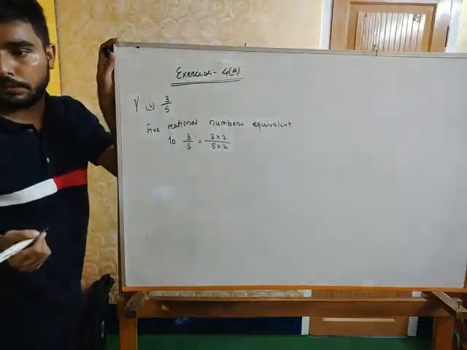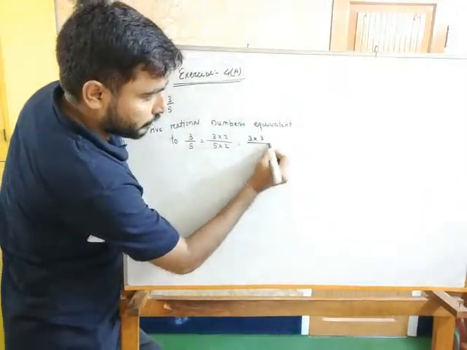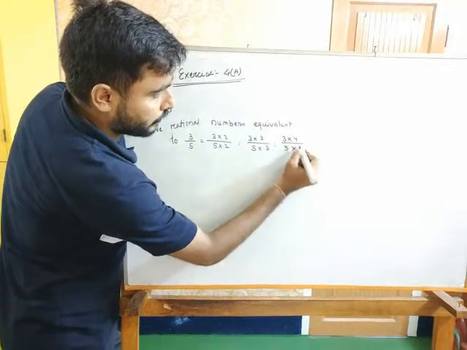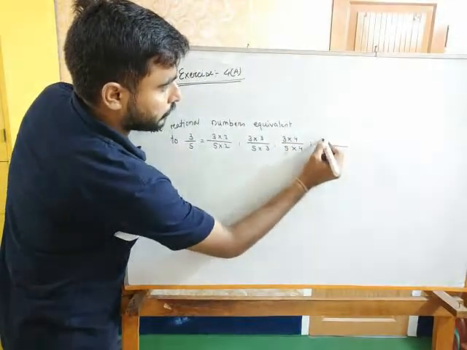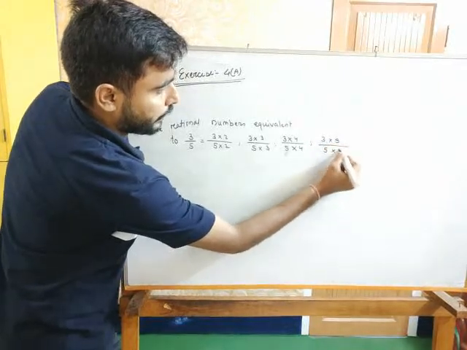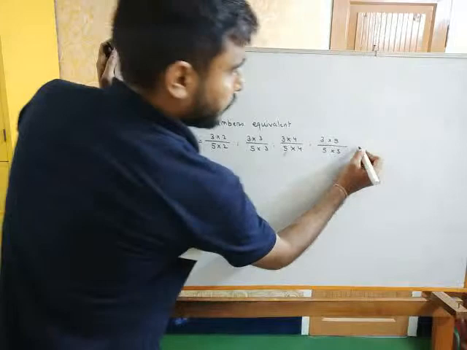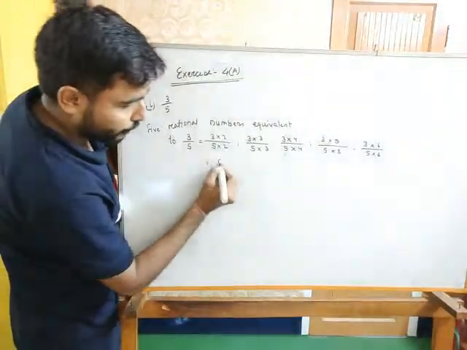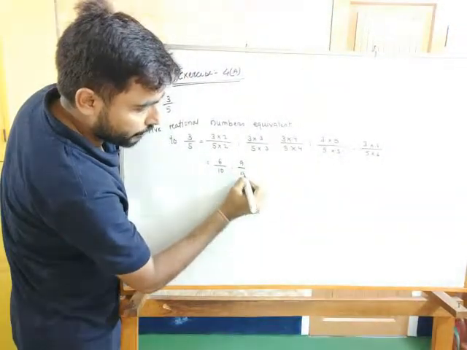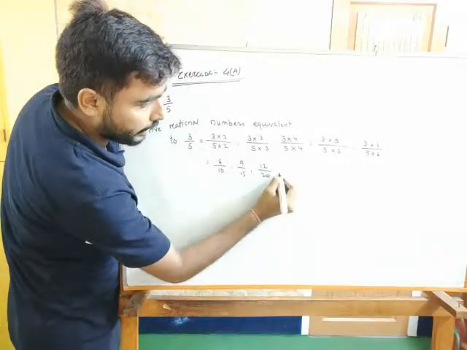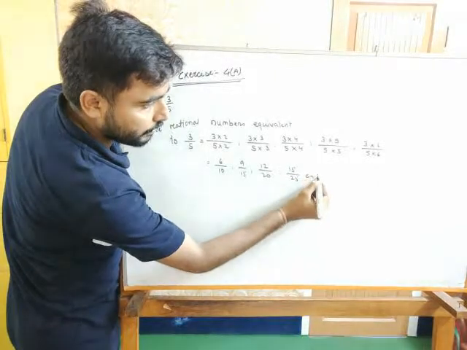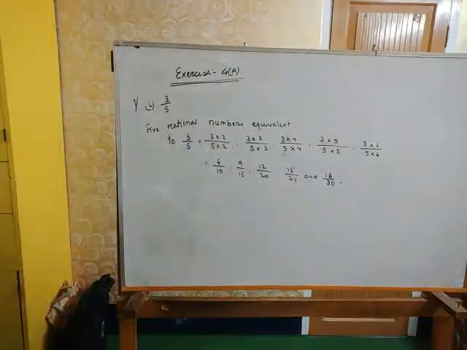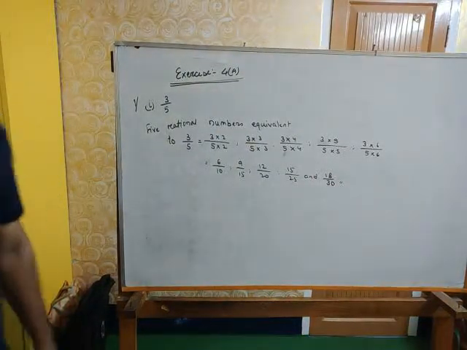First time you multiply by 2, then by 3, by 4, by 5, and by 6. 3 into 2 is 6, so 6 by 10, 9 by 15, 12 by 20, 15 by 25, and 18 by 30. Okay, did you get it? All of you?